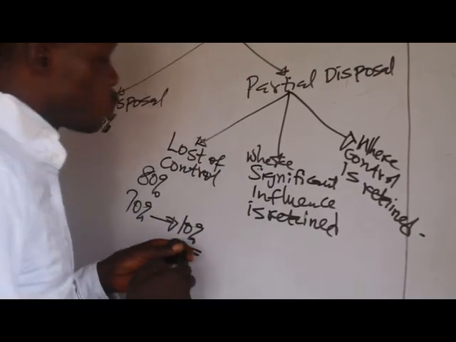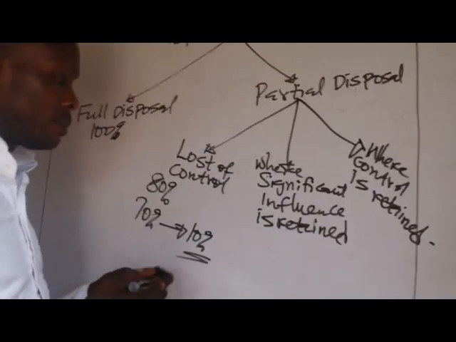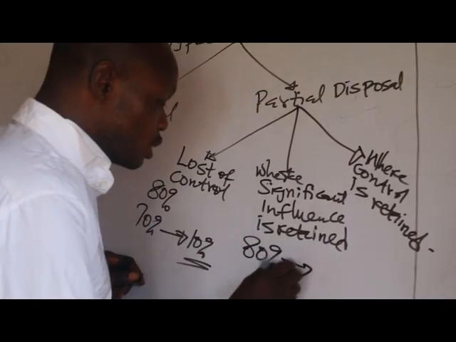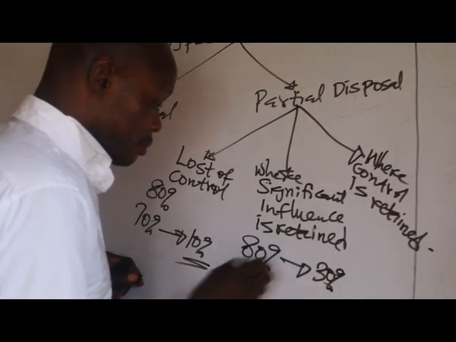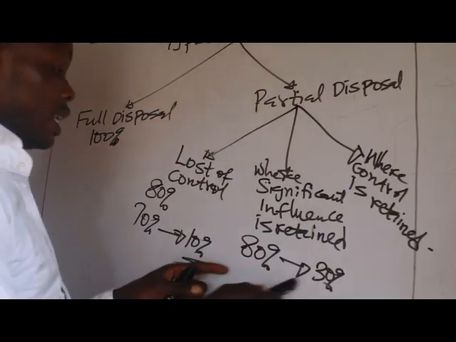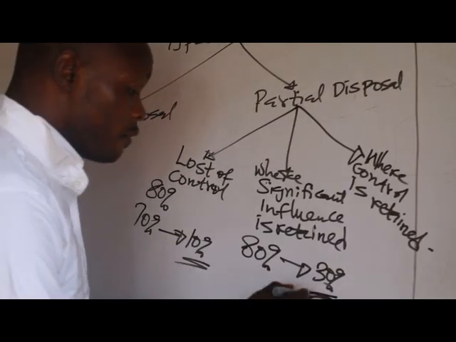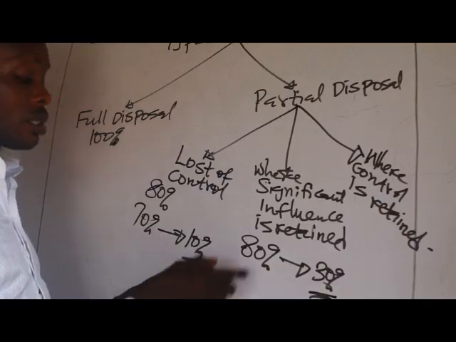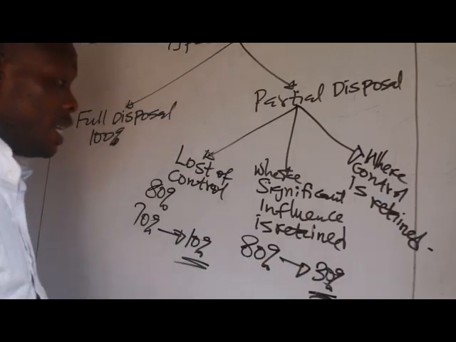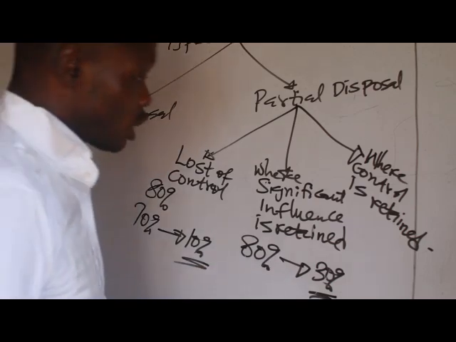The second one is where significant influence is retained. They may be reducing the parent company holding from 80% to 30%, or from 80% to 20%. That is significant influence. 30% is not enough to give the parent company control of the subsidiary, but the 30% is sufficient to give them significant influence over the subsidiary.